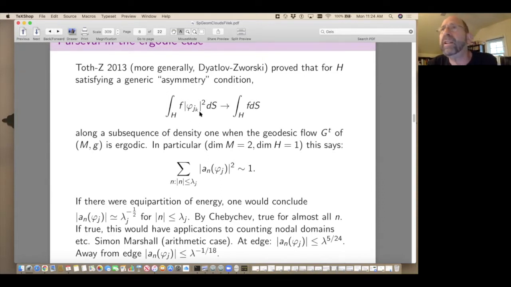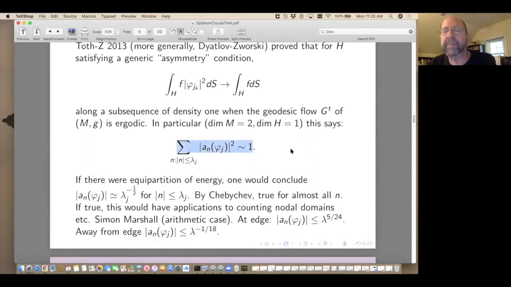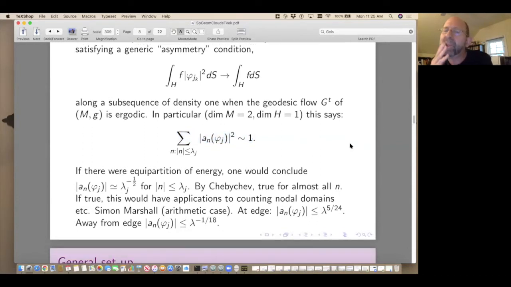So there's a generic condition, and so for a generic hypersurface, the eigenfunction squares tend to 1 along the hypersurface. If you restrict the eigenfunctions to the hypersurface, then they tend weakly to 1. They're quantum ergodic along the hypersurface. So if we make f equal to 1, it says that the L2 norms of these restrictions are basically equal to 1. So we find out that the sum of the squares of the Fourier coefficients are basically equal to 1.